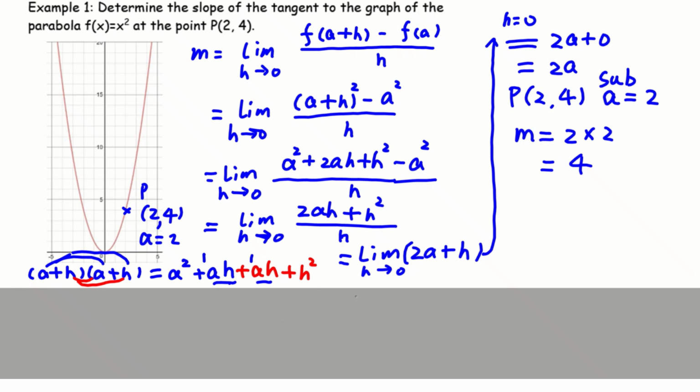From this question, you will see what we have done. In step 1, we write the formula for the slope of the tangent out. Then after that, we sub the a plus h into the original function given. Then we expand, simplify, continue to do the division, and simplify further. So step 1 is the formula, step 2 we sub in, then step 3 we simplify.